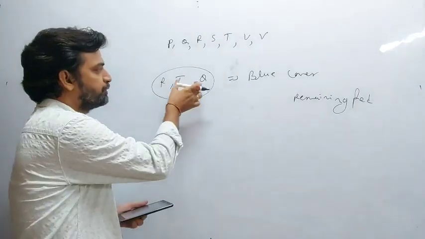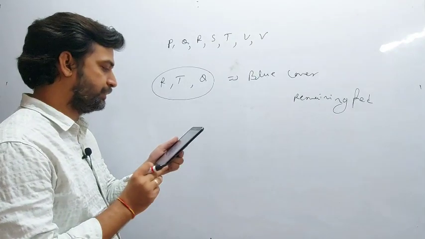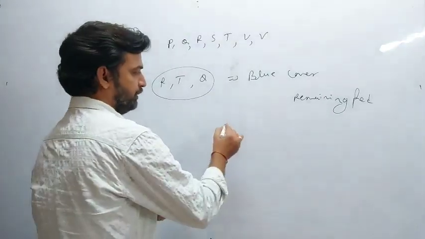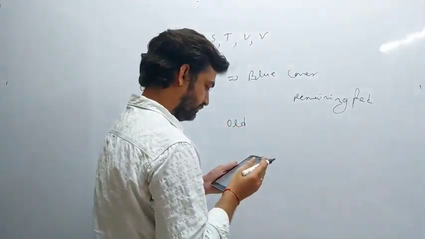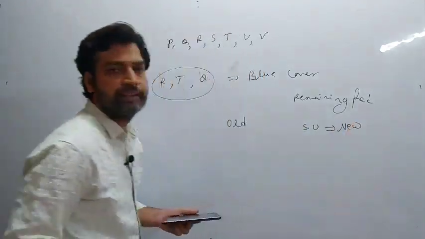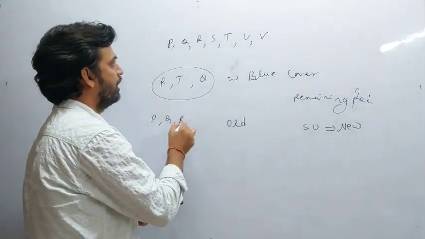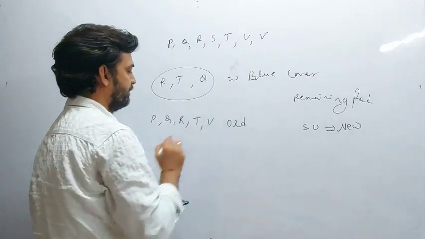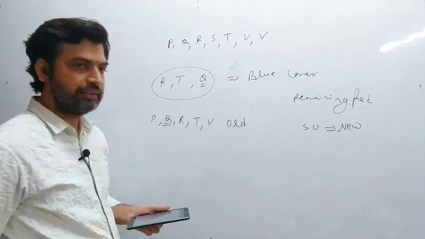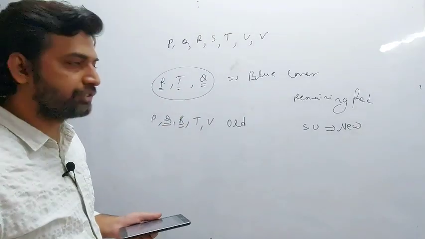Now we need to find out which books belong to the old gazetteers, right? Again, the question is saying that only S and U are new books and the rest are old, right? So we'll talk about the old. S and U are new, then the old are P, Q, R, T and V. So the common one is Q. In old we have Q and R and T, all these three are old ones.